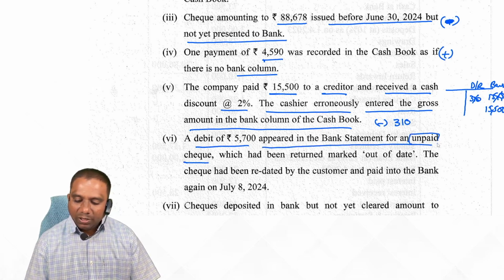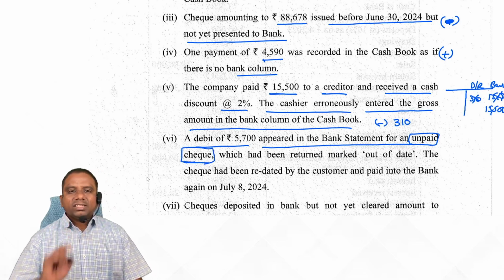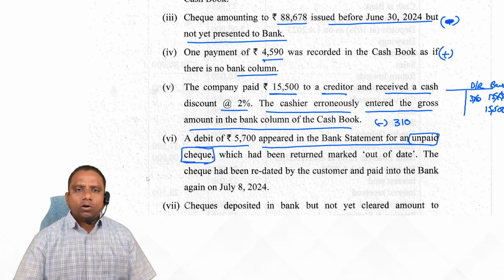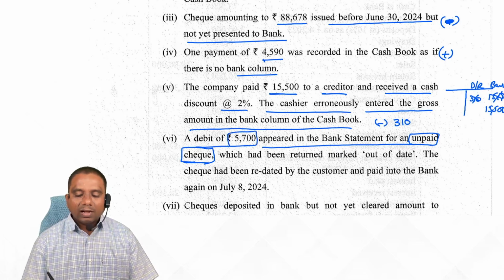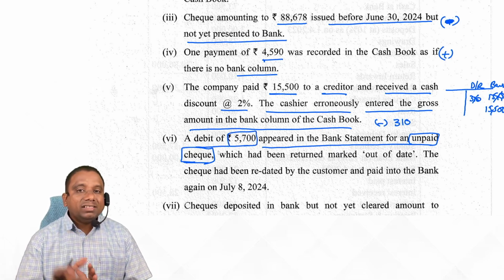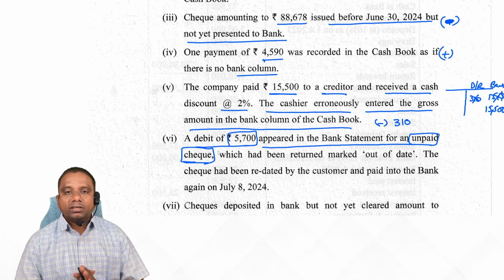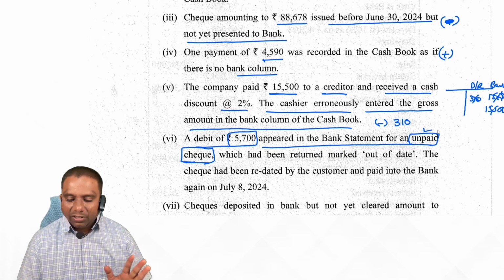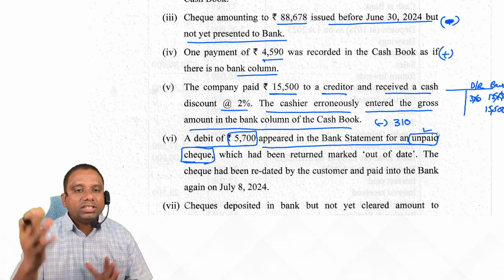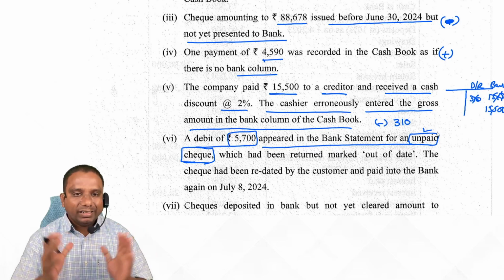What is the meaning of unpaid check, students? In this transaction, most of the students will get a doubt. A debit of 5,700 appeared in the bank statement. Why will this 5,700 debit appear, sir? Simple. First, look at unpaid check. Unpaid check means check deposited into bank but not collected.